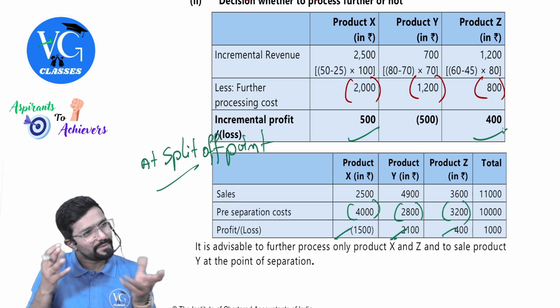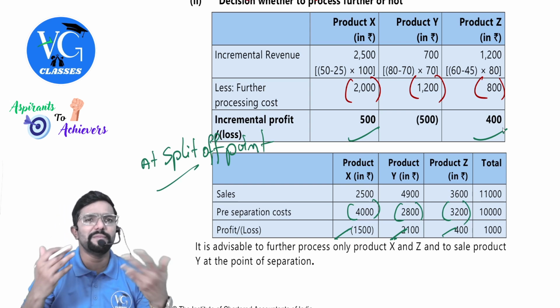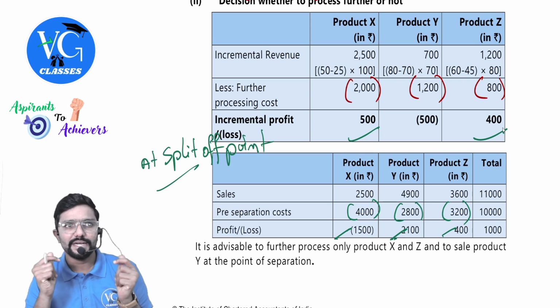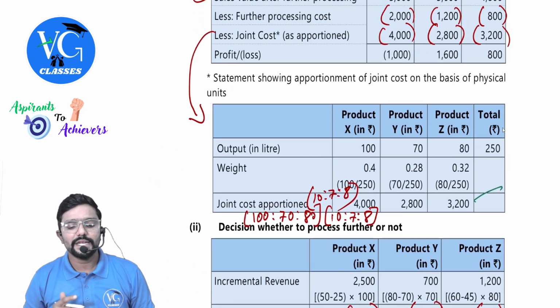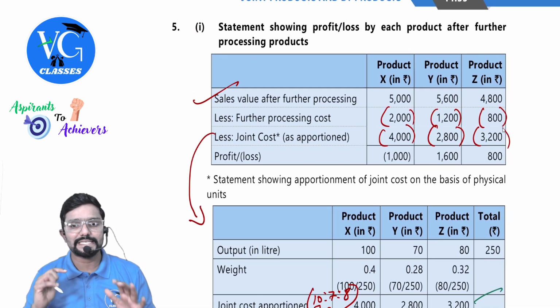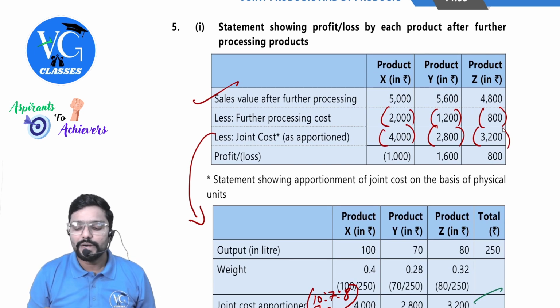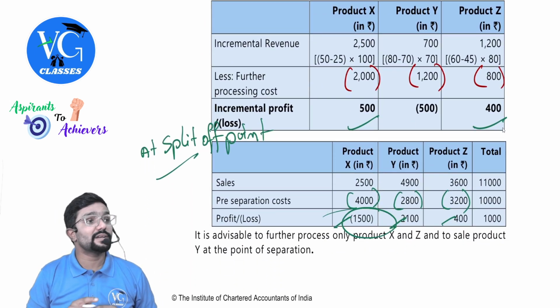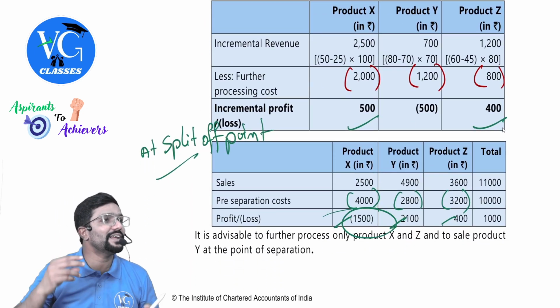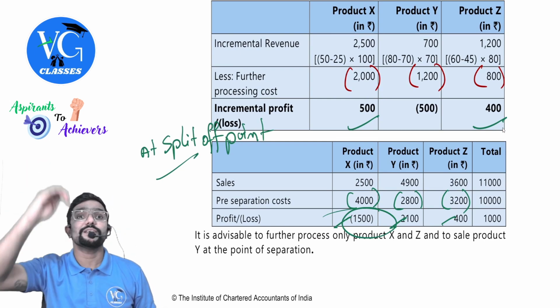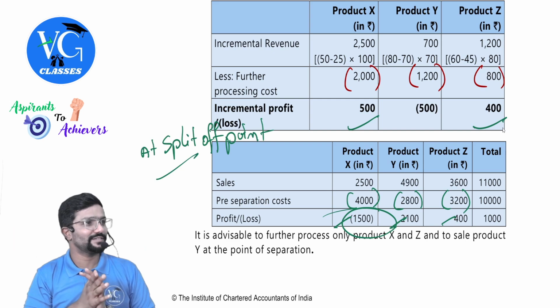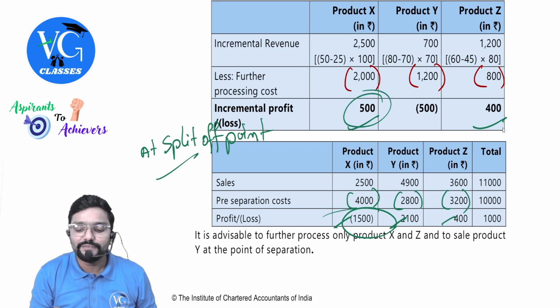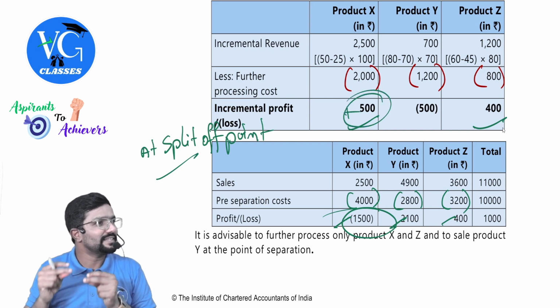Now, instead of doing incremental, can we do it like this? Yes, but it will be time taking. Now, can we compare and decide? Guys, listen. Sir, if I sell product X after further processing, what is my loss? 1000. If I sell it at split off point, what is my loss? 1500. Which is better? Sell after further processing because less loss. So it is plus 500.